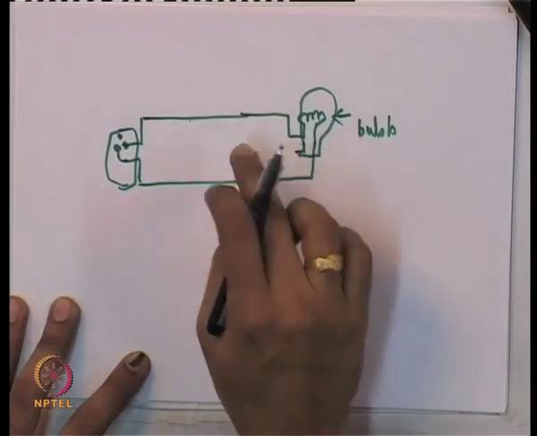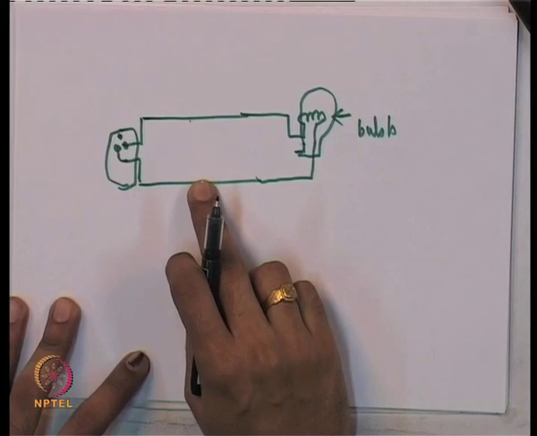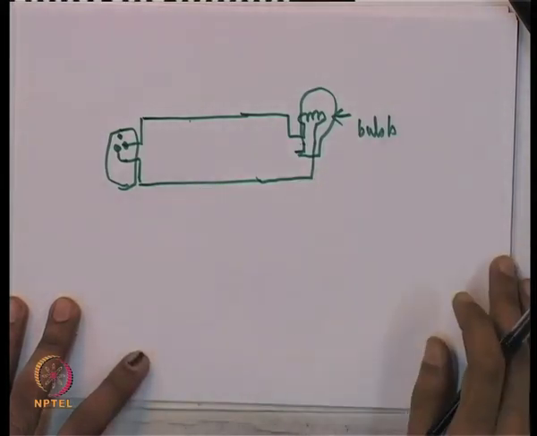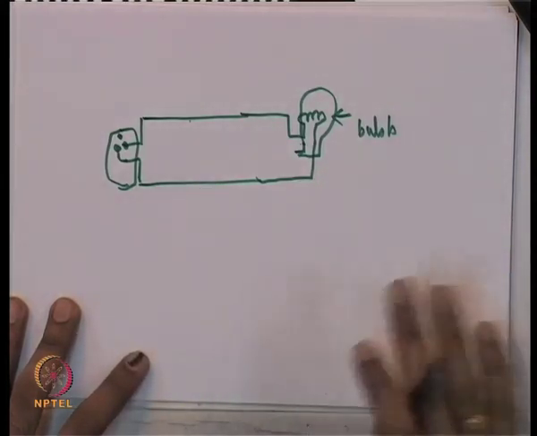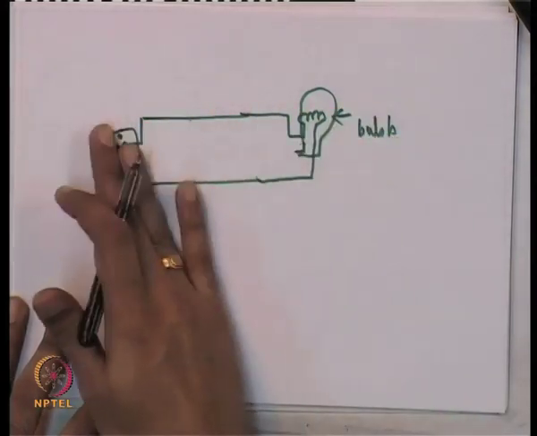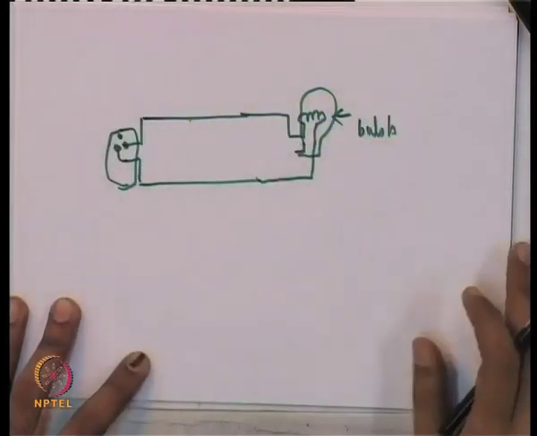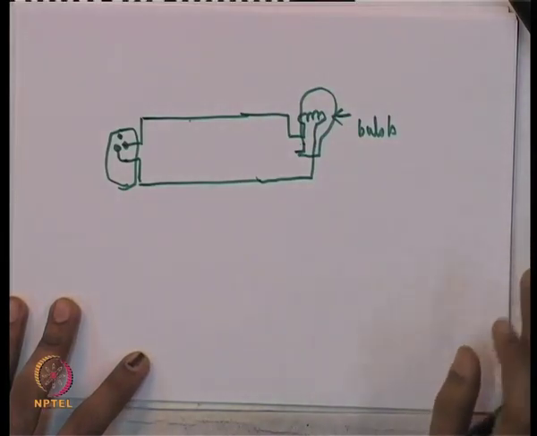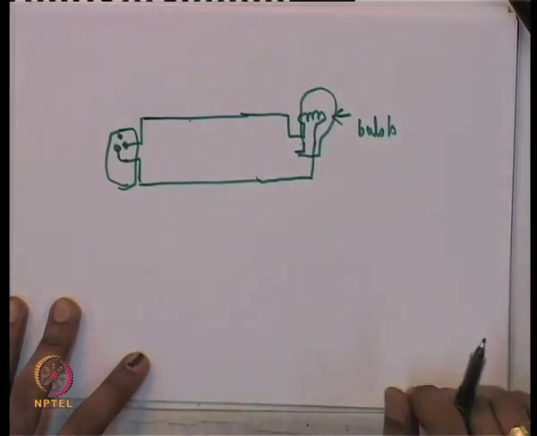Of course, if you are looking at time scales of a few nanoseconds or microseconds, you may actually see some transients evolving even in this simple circuit. But usually we may not be interested in those fast transients.